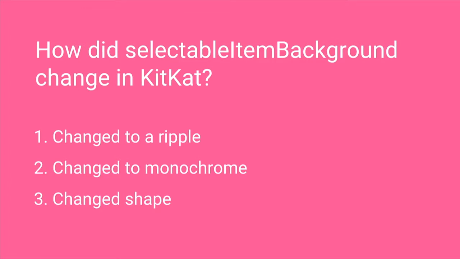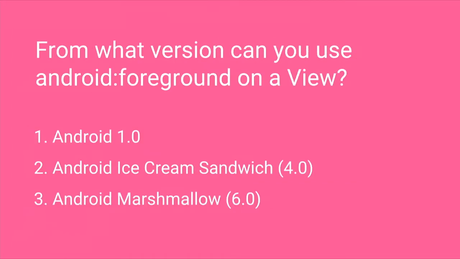How did selectableItemBackground change in KitKat? Did it change to a ripple? One. No, it changed to monochrome. I pressed the wrong button then. Don't worry, I've got a fourth.